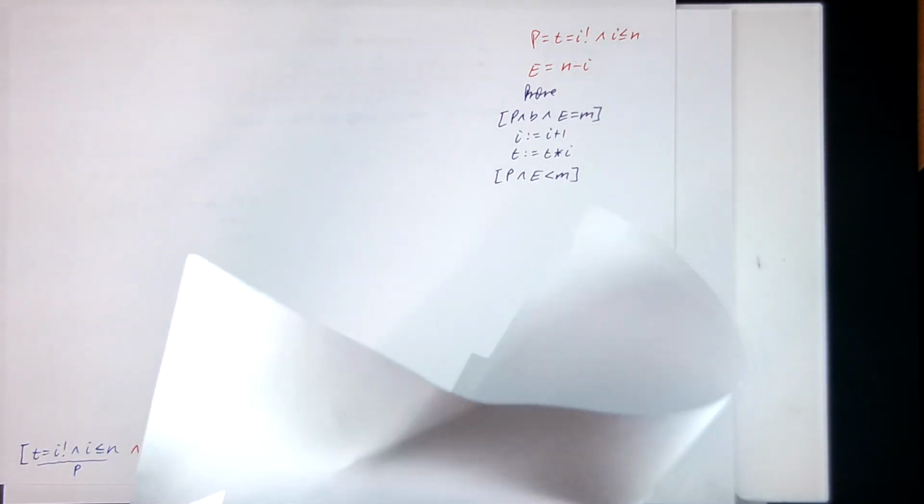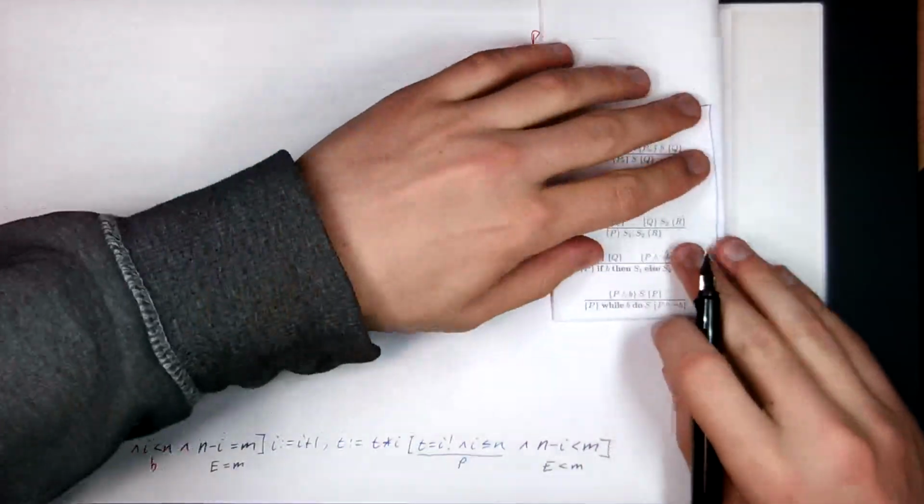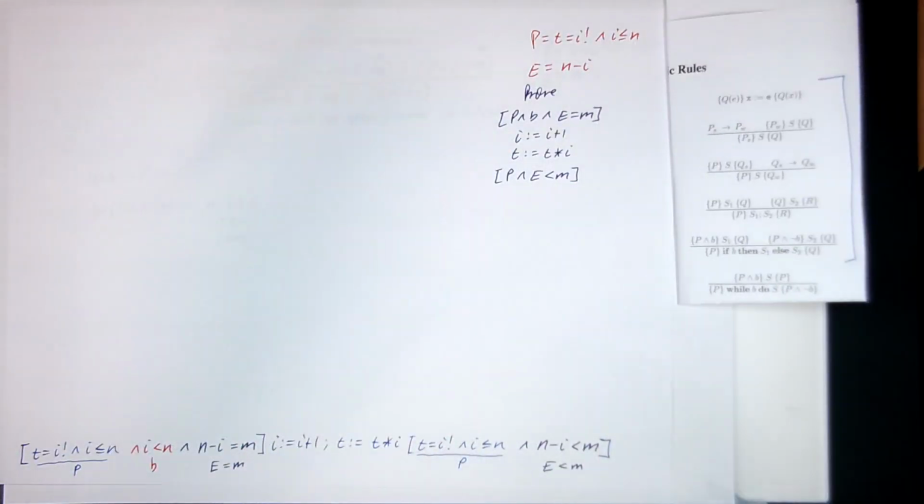Okay? So let's just keep them safe here. Fold that over. There we go. Then we've got a nice little rules reference sheet here. We'll keep him over there because we'll need him.